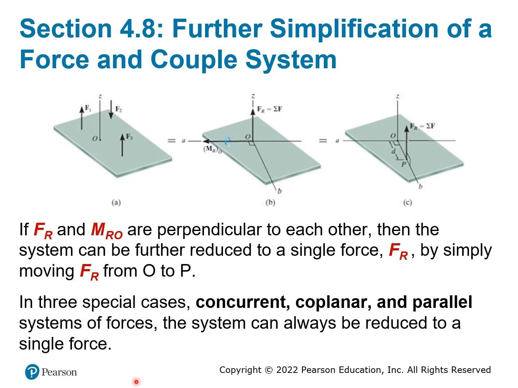So let's look at how we simplify a force and couple system in a real situation. Over here you can see the case of A. We have three forces, F1, F2, F3, and we have a reference point, which is the point O. The plane is the XY plane and the vertical direction is the Z direction.